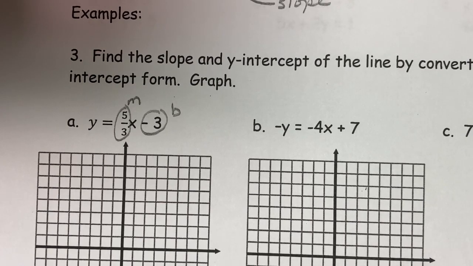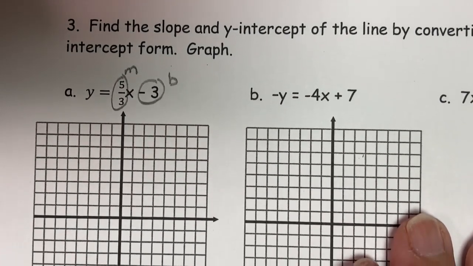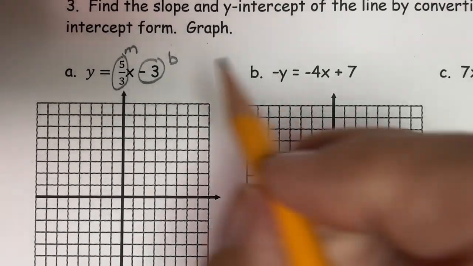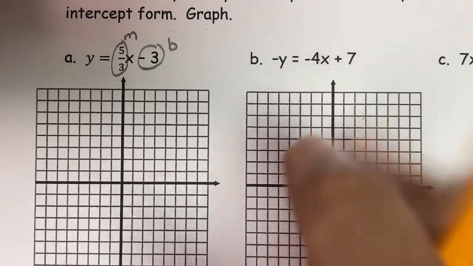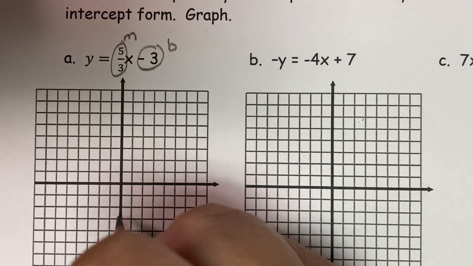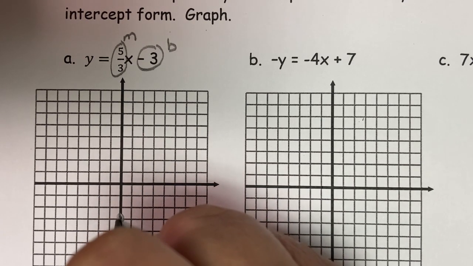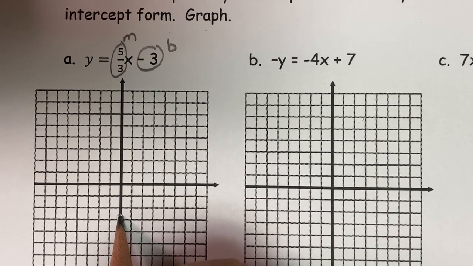So now, here's how you graph a line when you know the y-intercept and the slope. You first go to the y-intercept. So if the y-intercept is -3, that means that my line crosses the y-axis at -1, -2, -3. So there's the y-intercept right there. Now, from that point, we're going to use our slope.